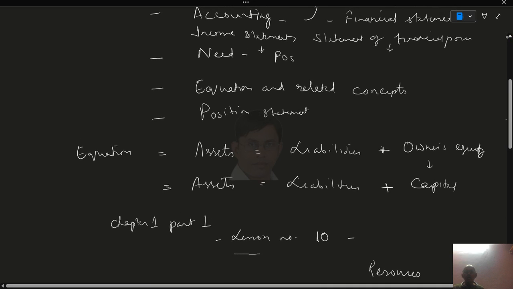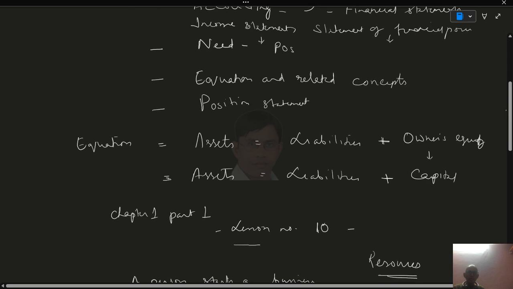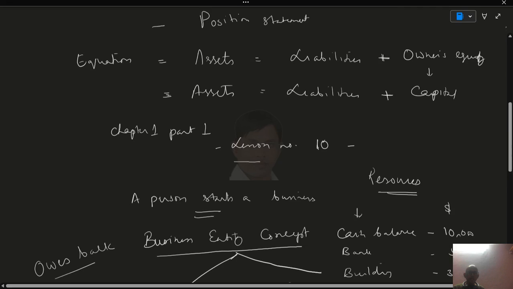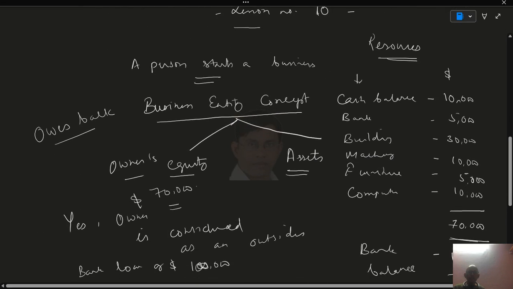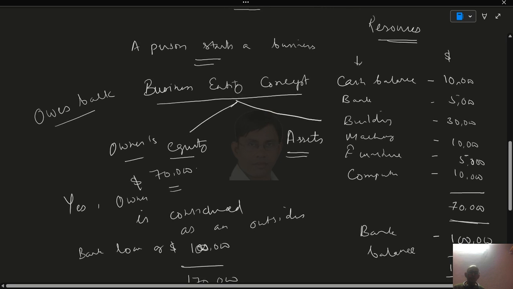Accounting and related concepts. So accounting equation you understood. And this itself is also known as position statement. So what are the assets available on a particular day? These are the assets that are available, and these are the liabilities that the business owes. So when we put this in the form of a statement, it is known as statement of financial position or balance sheet.